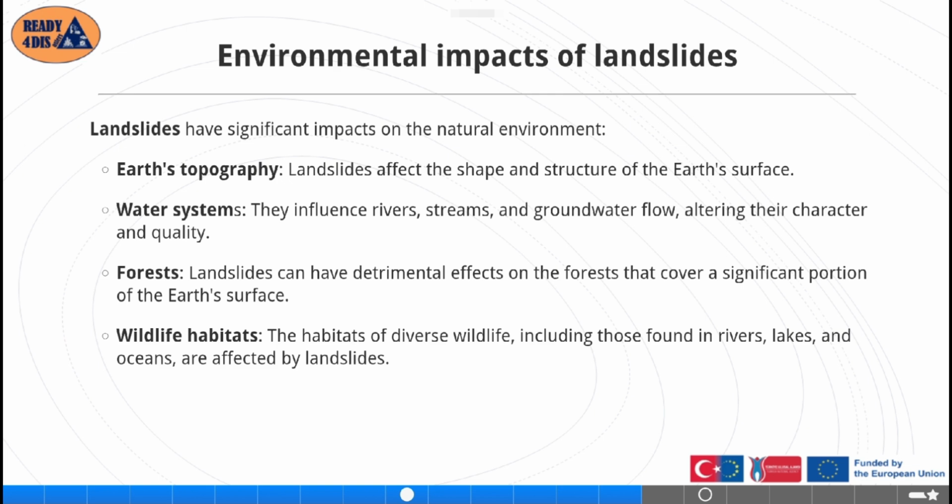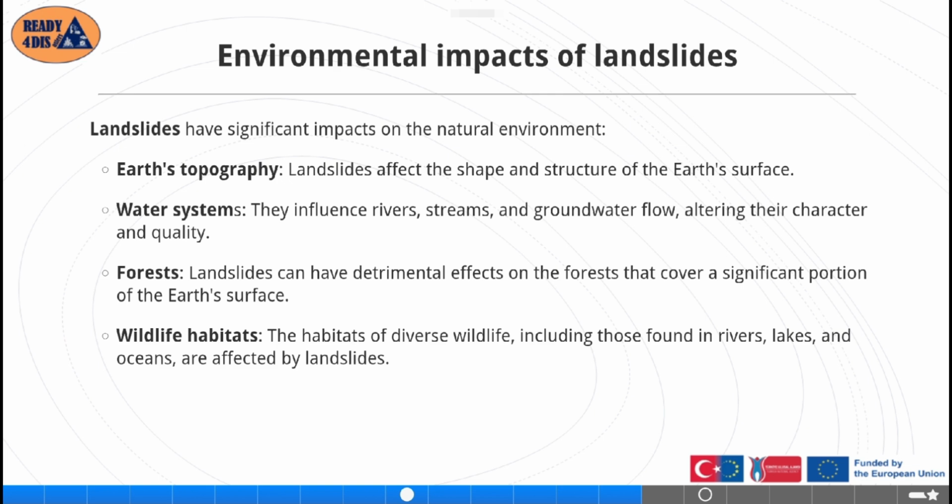Landslides first affect the shape and structure of the Earth's surface, directly altering topography. Large mass movements can reshape valleys or create new depressions. They also have distinct effects on water systems. River courses may change, water quality may deteriorate, and groundwater circulation can be disrupted.